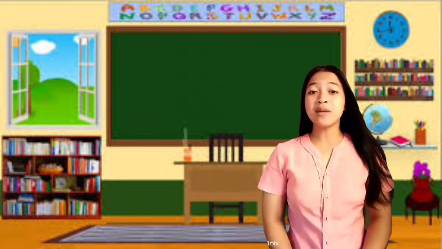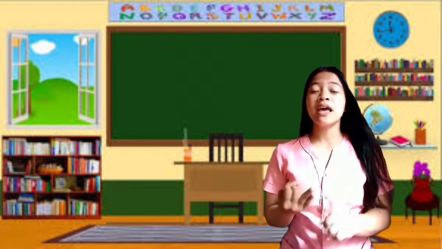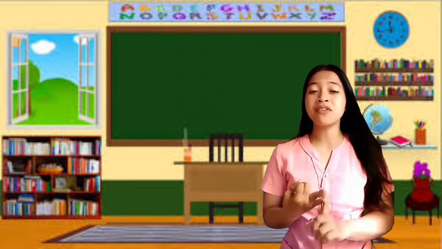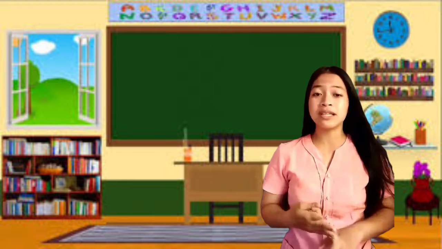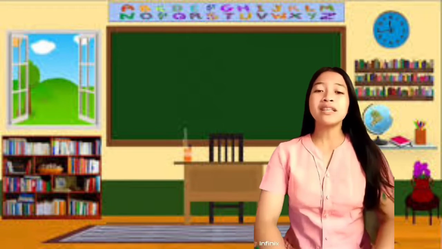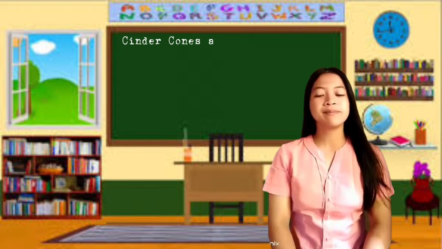There are different types of volcanoes. The first one is cinder cone volcanoes. The second one is composite volcanoes, or what we call stratovolcanoes. And the last one is shield volcanoes. What is cinder cone volcanoes? Calvin, can you please read?